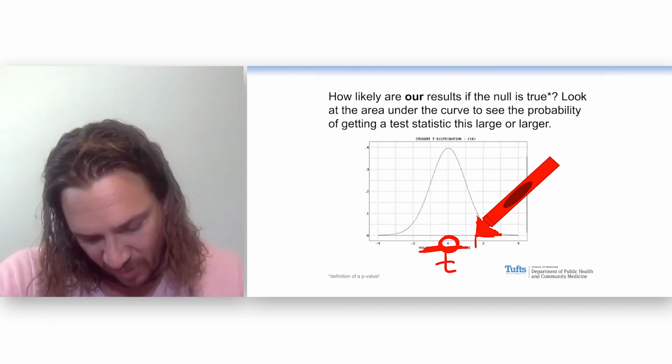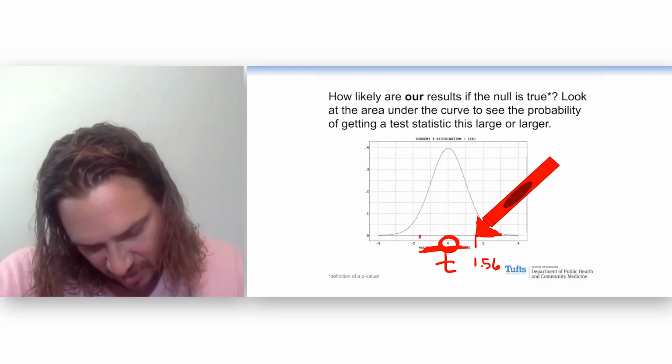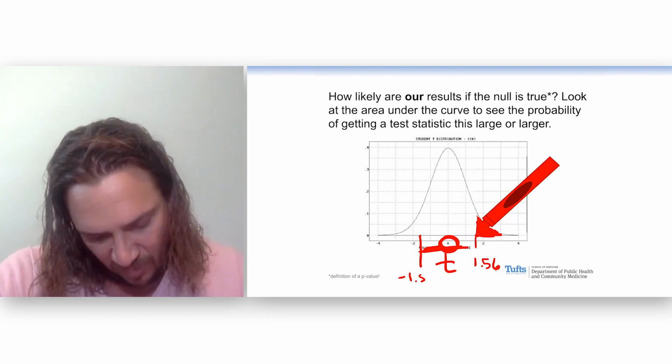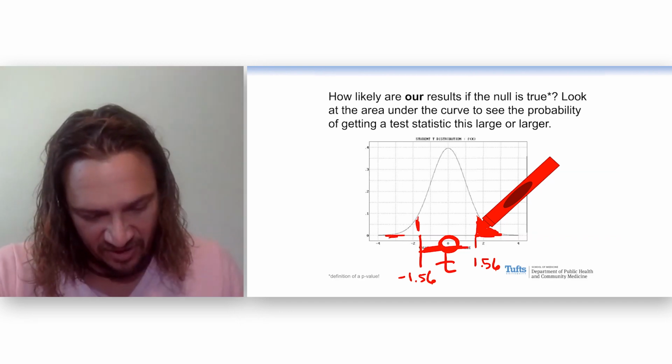So you go to 1.56 here, and you go to -1.56 here. And then it's just the area under the curve. That's your probability. Just color it in.